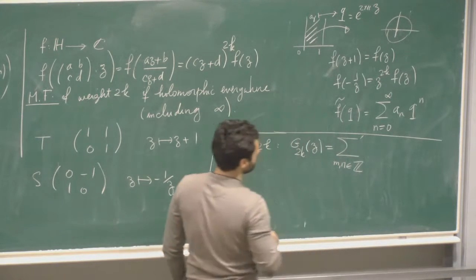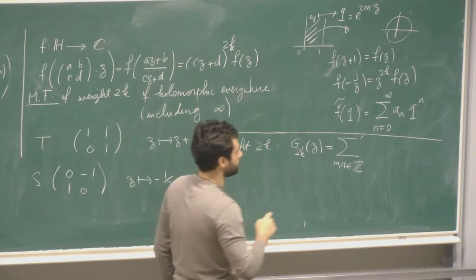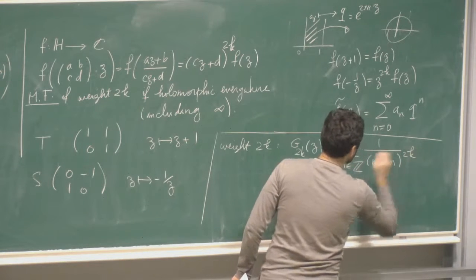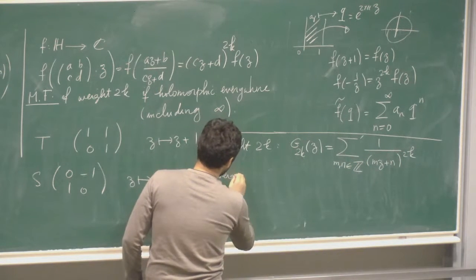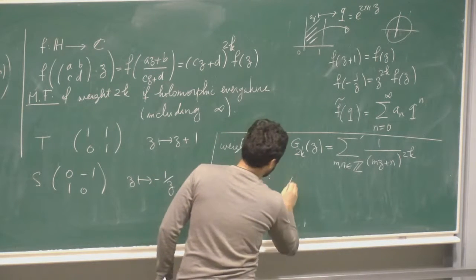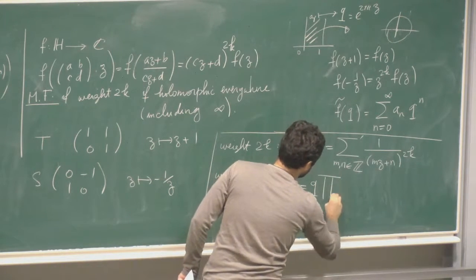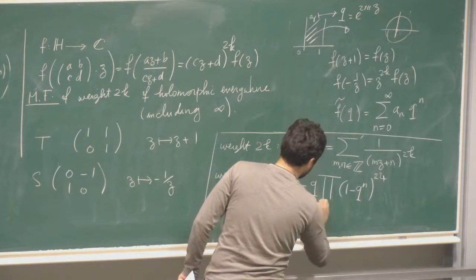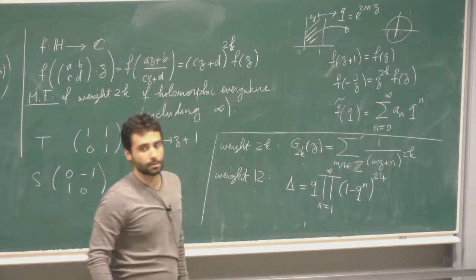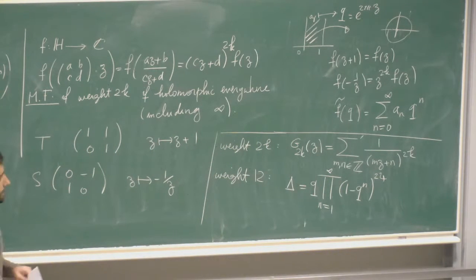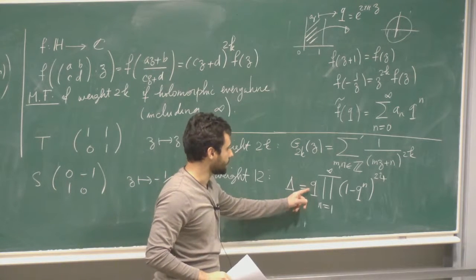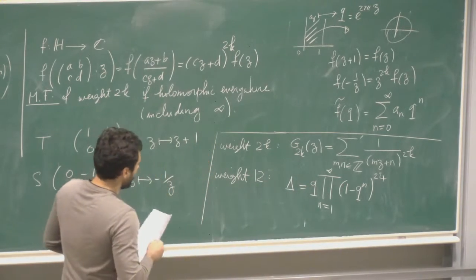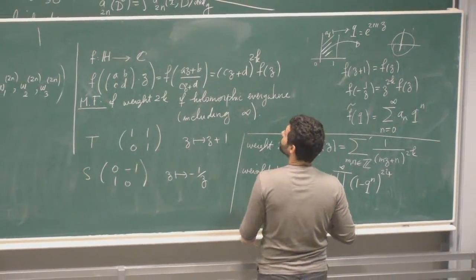So let me just do the summation over pairs of integers, excluding 0. Or there is this modular discriminant, which is of weight 12, which you can also write as a linear combination of G4 and G6. So as you see, it has a simple zero at infinity, which is equivalent to q being equal to 0. Okay.